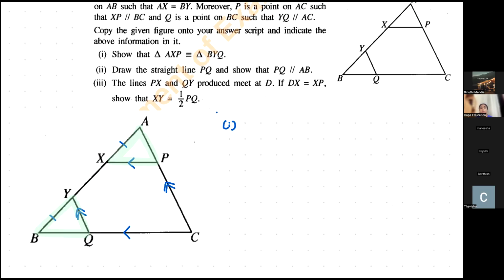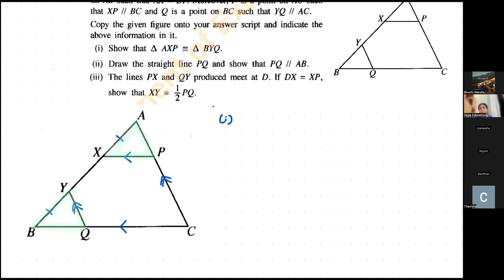Which case did you use for this? SAS. There's a side. SAS can't be because there's only one side, ne? AAS, yes. So what are our two triangles? AXP and BYQ. Let me put the topic.